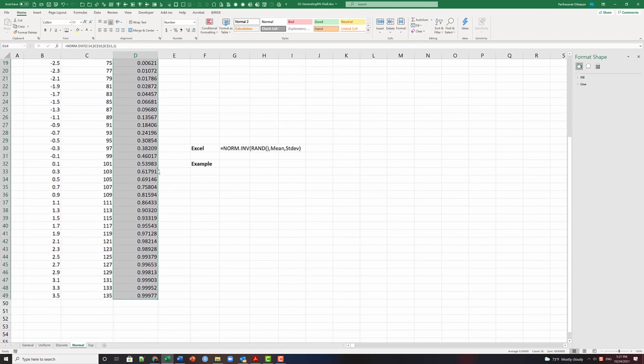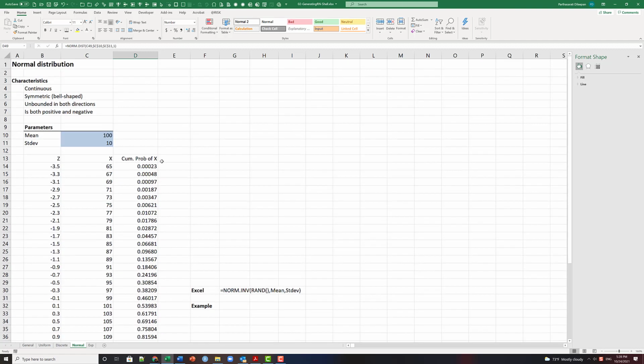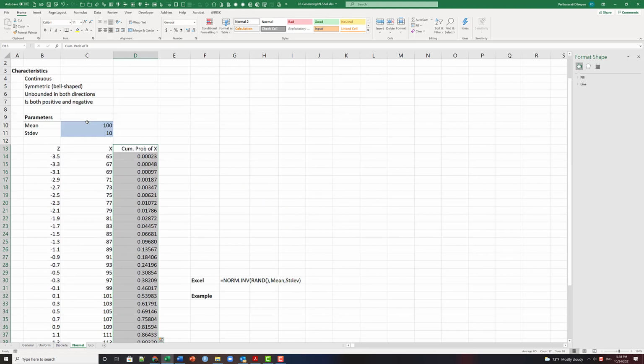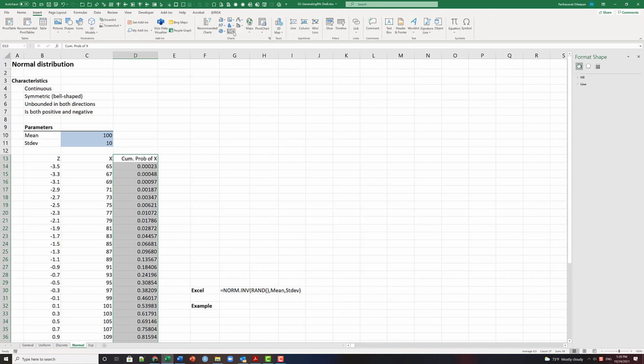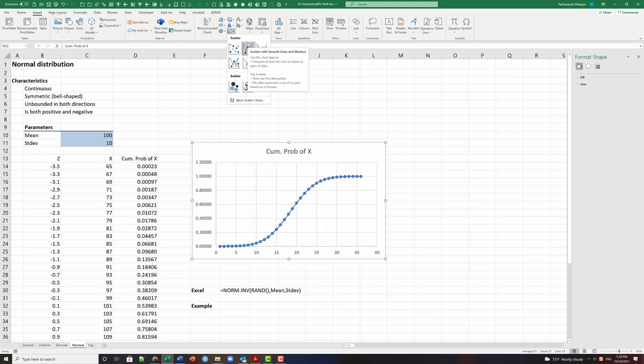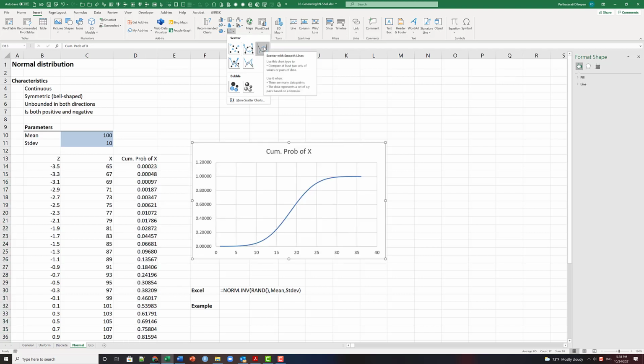Now if you do this, then it goes all the way up to, so the cumulative probability of 135 or less is 0.9997. So you're close to the entire normal distribution. So now if you plot this, we can do a scatter plot because both x and probability of x are numerical. So let's say that we want it that way.